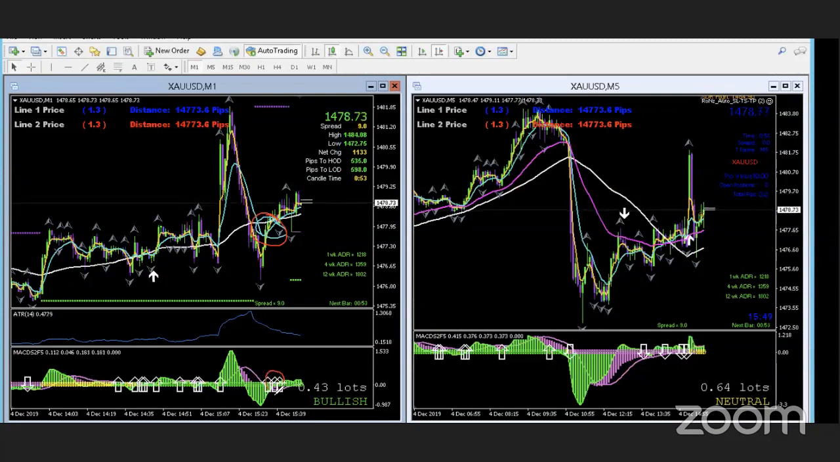This is a little choppy. Those arrows are real big to see, but that's an entry. This is an entry. Notice how most of the time these are going to line up. This and this, most of the time, lines up.